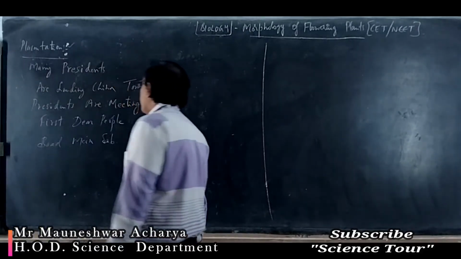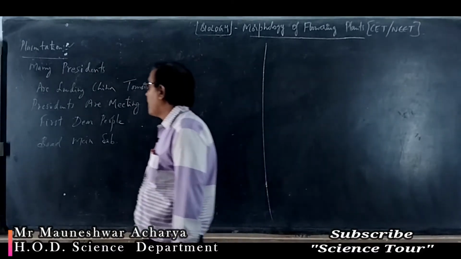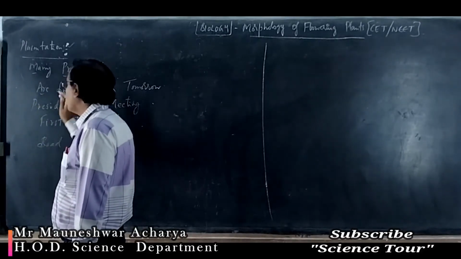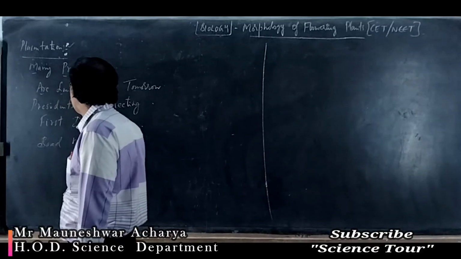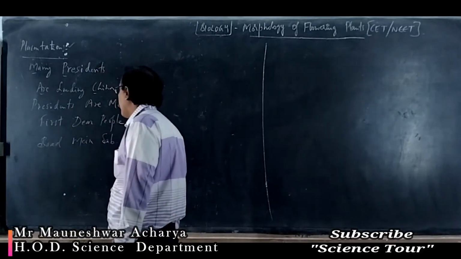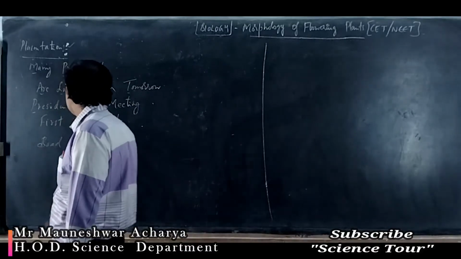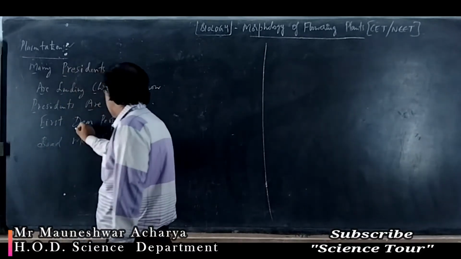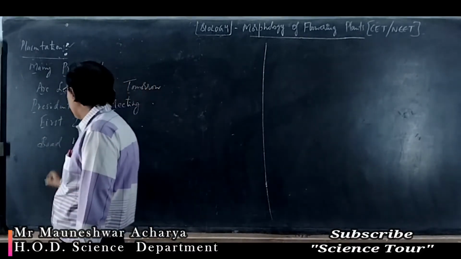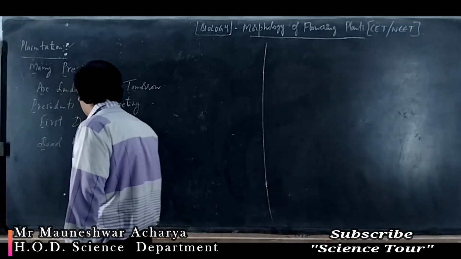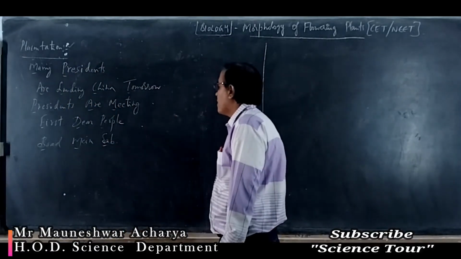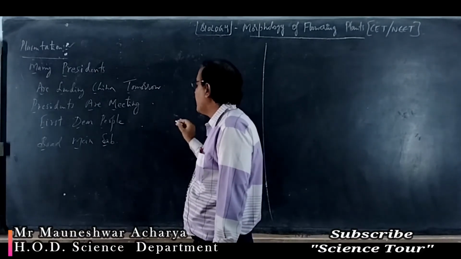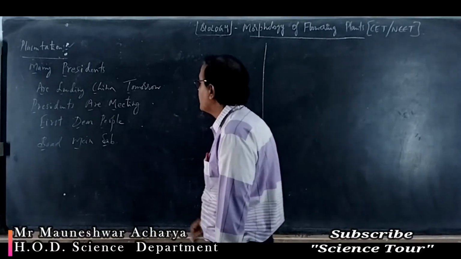So here see, many presidents. M for marginal placentation, P for example, P plant. A for axial placentation. See the first letter of each word. L for landing, L for lemon, C for China rose and T for tomato. And P for parietal placentation, A for argemone and M for mustard. F for free central placentation, D for dianthus and P for primrose, B for basal placentation and M for marigold and S for sunflower. So many presidents are landing China tomorrow. Presidents are meeting. First, dear people, बाद में सब or सब कुछ.